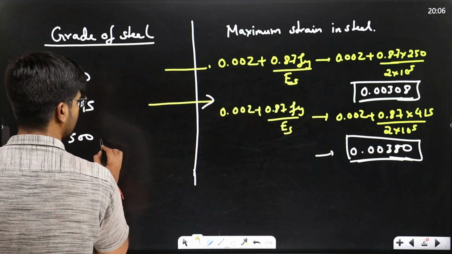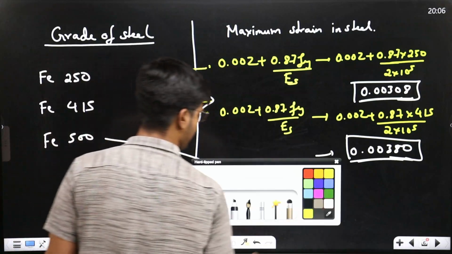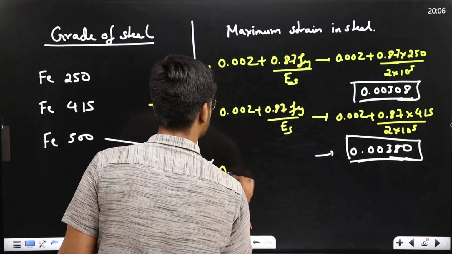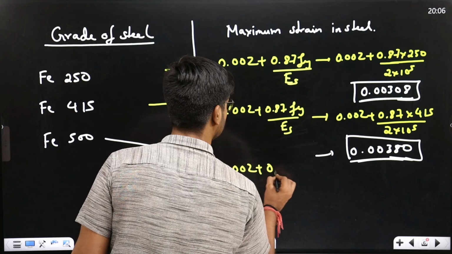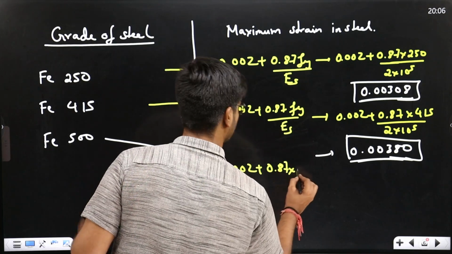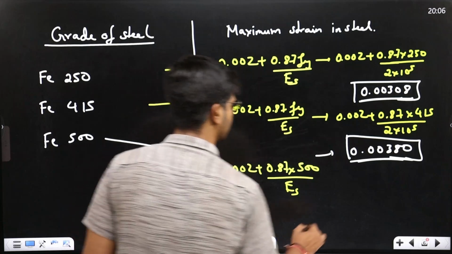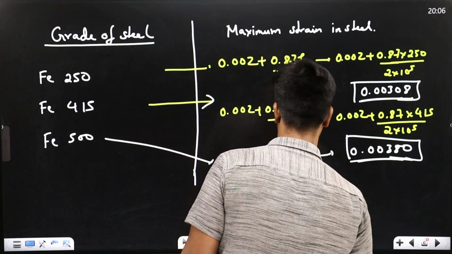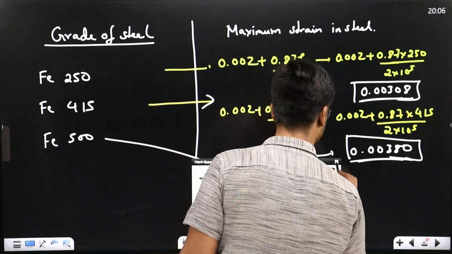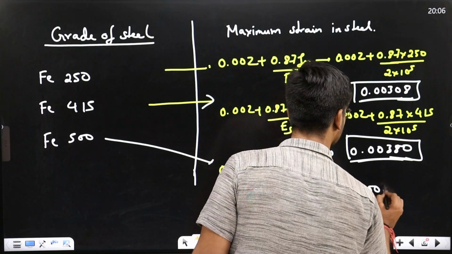Now another one. If you put 0.002 plus 0.87 into 500 upon Es, when you solve it, you will get near about 0.00417.